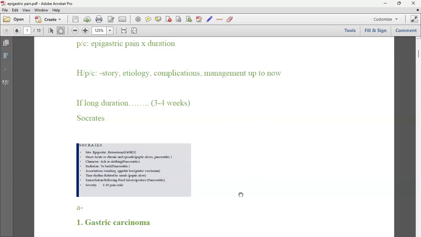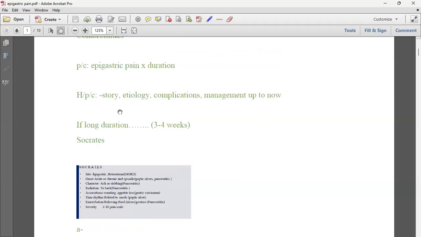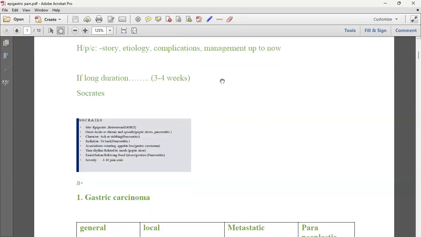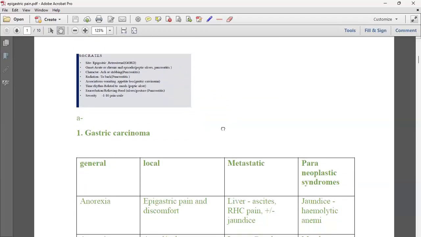So usually in the surgery long case, like most of the surgeons, they only pay attention to your history of presenting complaint. So you have to get everything out there in the history of presenting complaint itself, because the rest of the other components of the history, they don't really listen that much. Okay. So now if epigastric pain is of somewhat long duration, that means not years and years, somewhere around 3 to 4 weeks, there are certain differentials you must entertain. And if it's of short duration, also there are certain differentials you must entertain. So whatever the duration it is, you can apply Socrates. And if it's of long duration, you have to think of certain differentials.